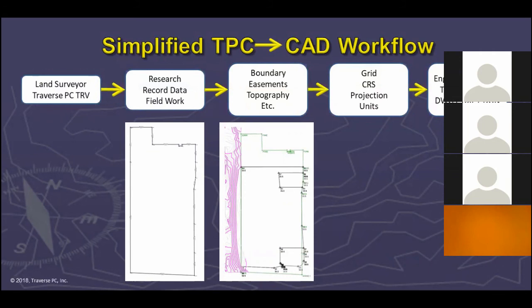So then we'll send the file out to the architect or engineer working in traditional CAD. We'll send them most likely a DWG, but possibly other file types as well, depending on their needs. So that's the simplified Traverse PC to CAD workflow. Let's take a look going the other direction.